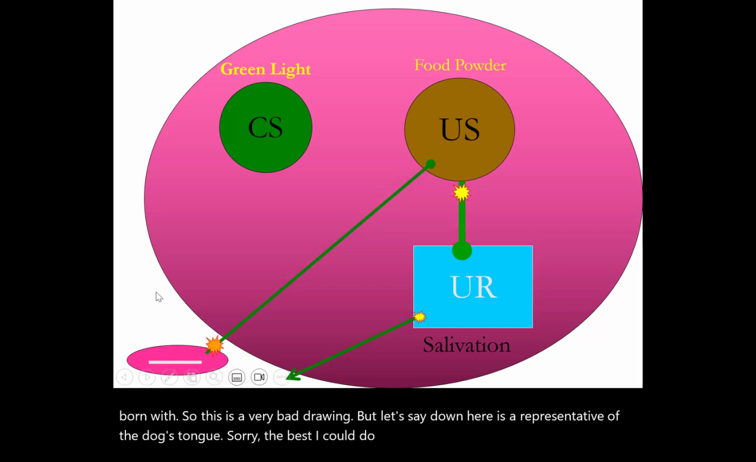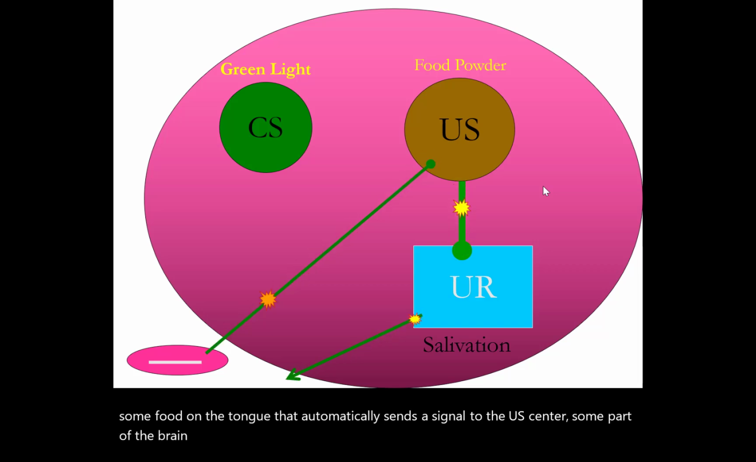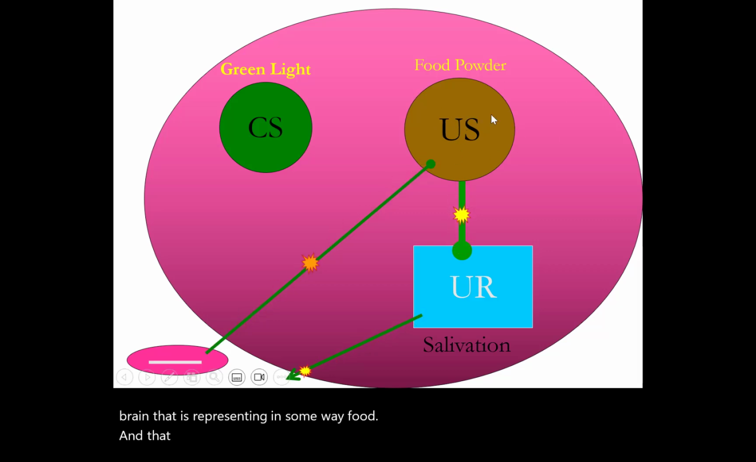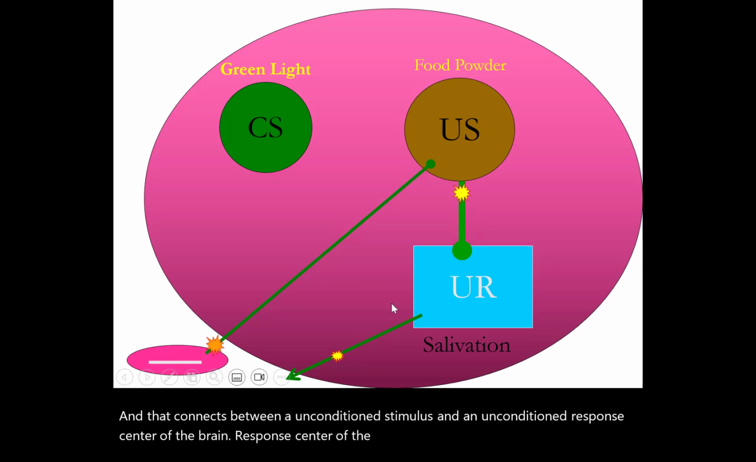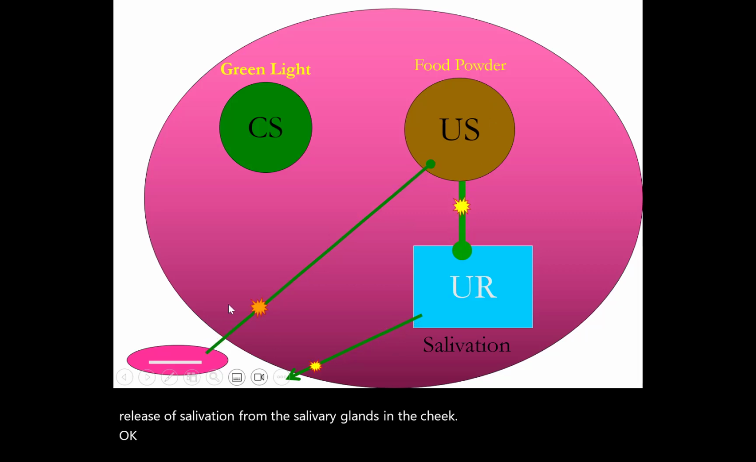You put a little lemon juice, or you put some food on the tongue, that automatically sends a signal to the US center, some part of the brain that is representing in some way food, and that connects between an unconditioned stimulus and an unconditioned response center of the brain, and that goes down and causes the release of salivation from the salivary glands in the cheek. Okay, that's a reflex. It's automatic, it's innate, there's no learning.